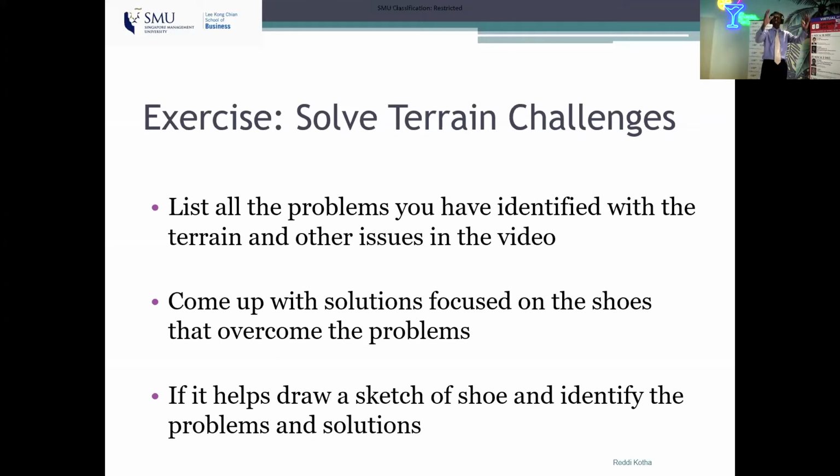Okay, now we have a set of problems that we've identified, right? It's muddy, uneven terrain, vegetation, there are logs, it's uphill, downhill, it's wet, and there are nails and sharp objects there. These are a bunch of problems we've identified, right? There are rocks and other things, yeah? Now I want you to come up with the solutions you think, focused on the footwear. Please focus on the footwear and not other implements, right? Now take 45 seconds to a minute to think about solutions and then type out these solutions.